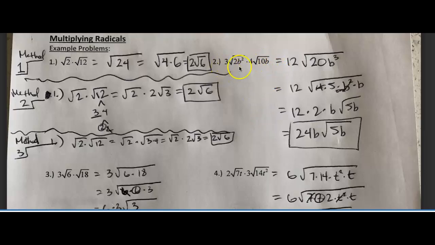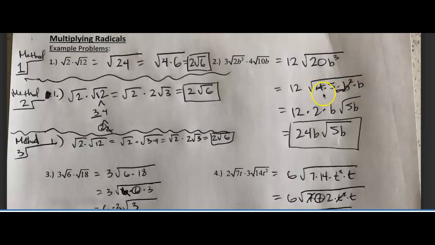So I did this one, 3 times 4, 12. And then 2b squared times 10b, I got 10b to the third, and then immediately I have to simplify this. So I break down the 20b to the third. 4 times 5 is 20. Remember, with your odd numbered exponents, you have to break them down or decrease them by 1 and add an extra variable. So b to the third became b squared times b. Once I did this, I could take my square roots.